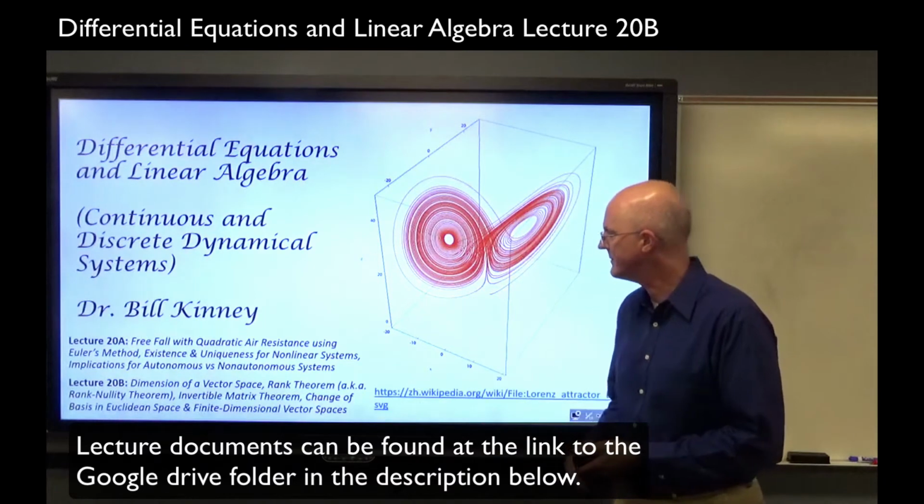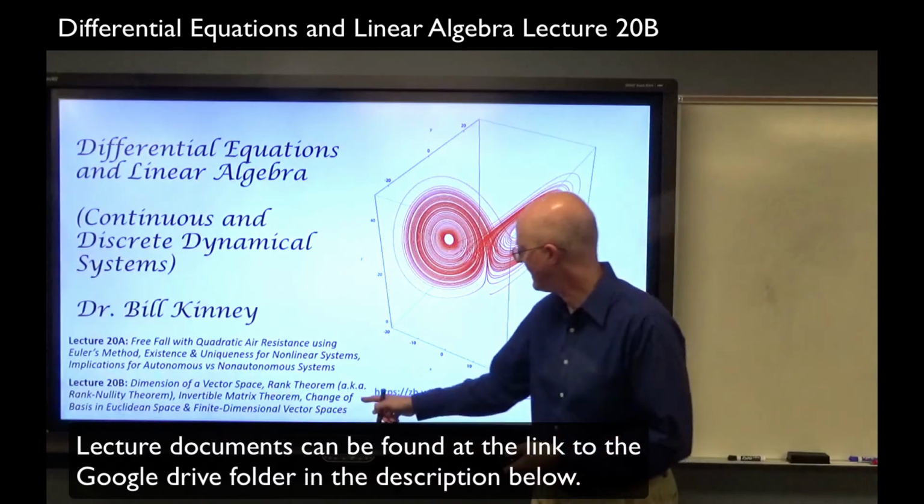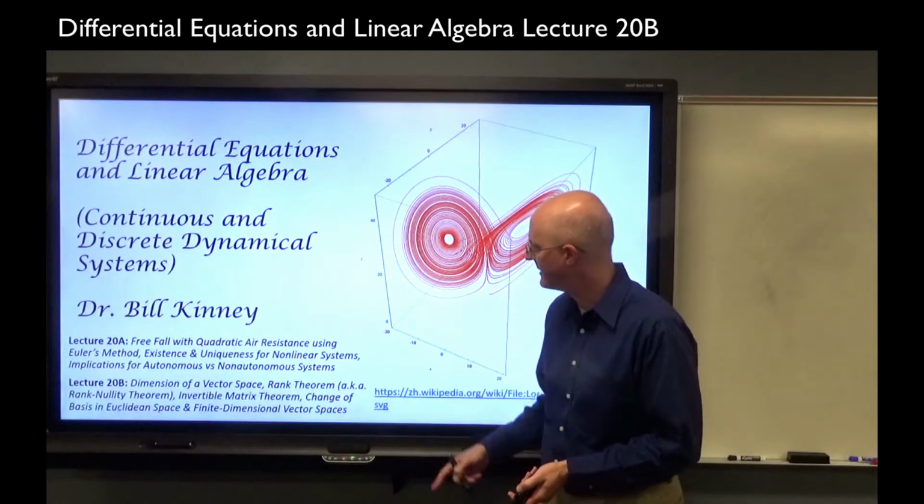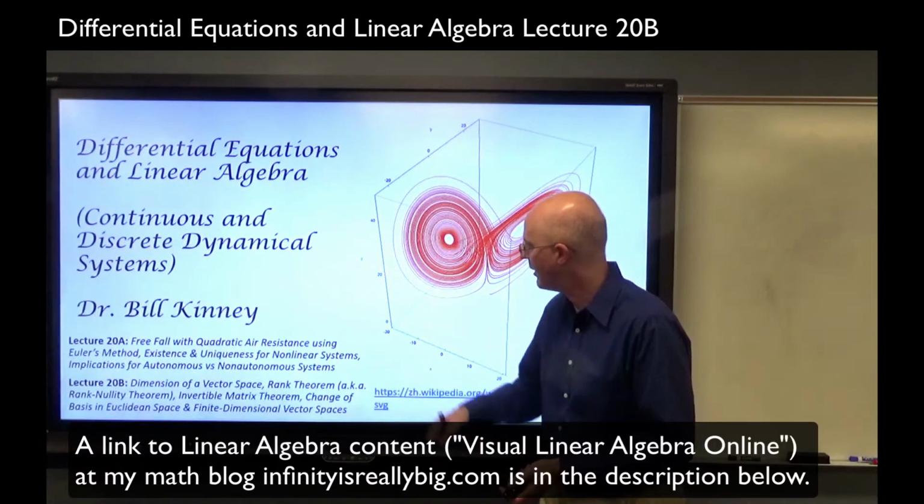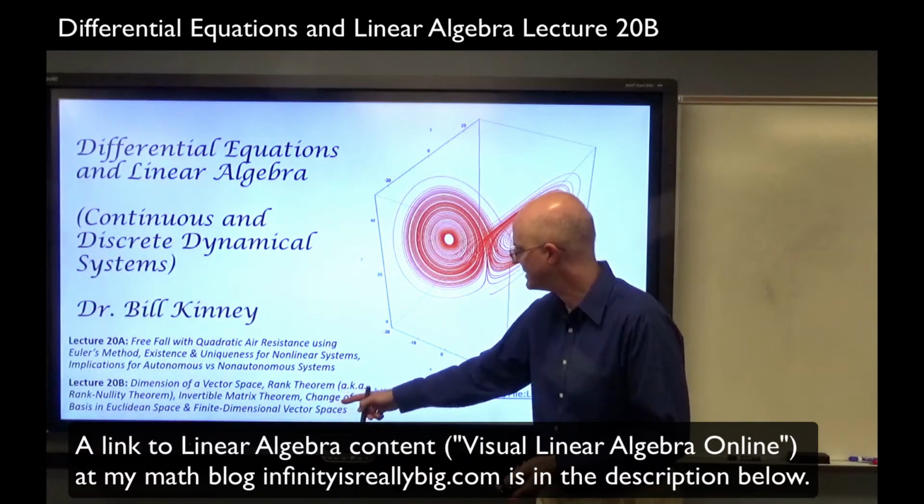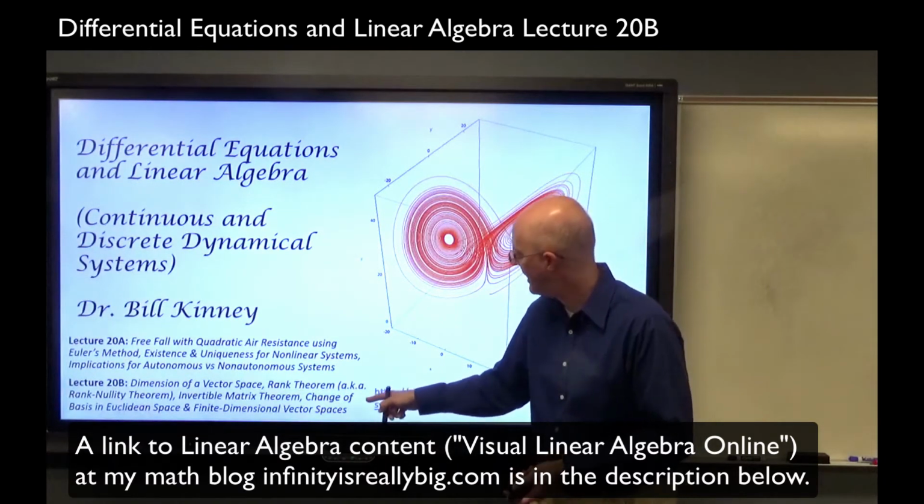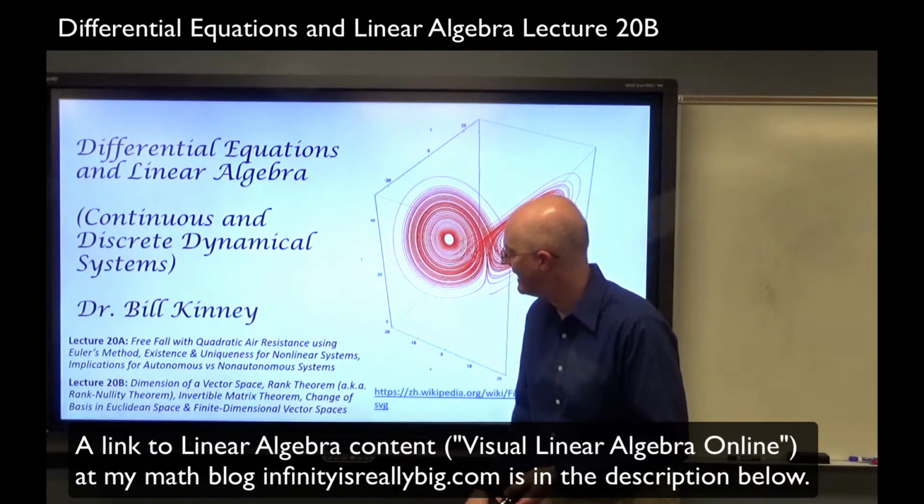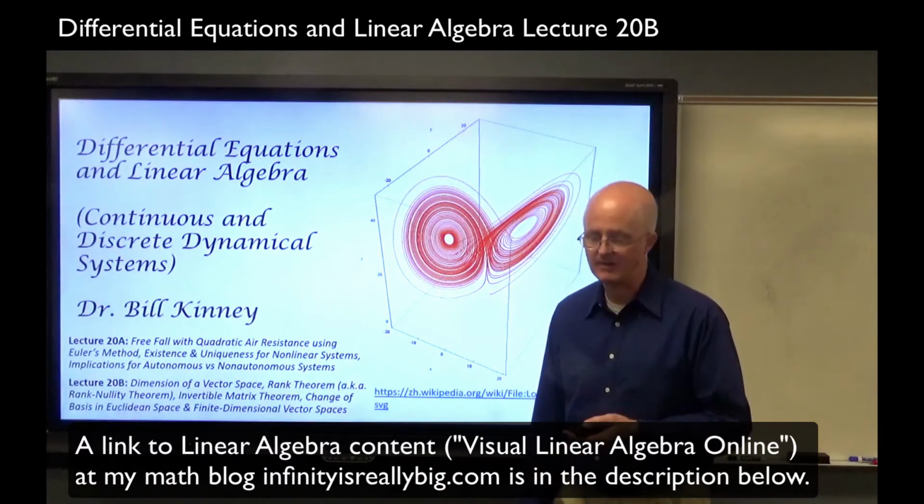In 20B, I review some things, dimension of a vector space. Also down here, change of basis or change of coordinates in Euclidean space. But I've got some other things that need to come into play. Something called the rank theorem, also known as the Rank-Nullity theorem, the invertible matrix theorem, and applying change of basis or change of coordinates, not just to Euclidean space Rn, but to any finite dimensional vector space.